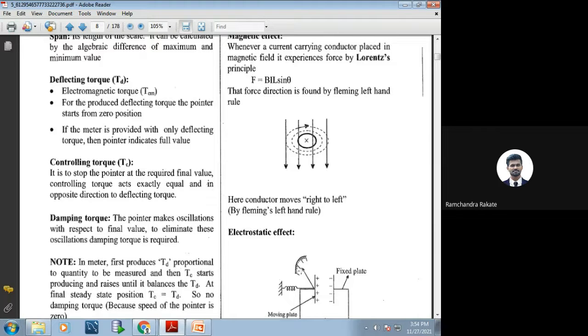When we want to control anything, we have to apply equal and opposite force. So if the deflection of the pointer is highest, will the controlling torque be low or high? I'll give a condition: if the deflection of the pointer is full scale deflection. Now you know the basic difference between full scale deflection. What do you mean by full scale deflection?